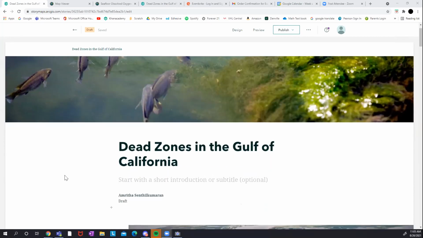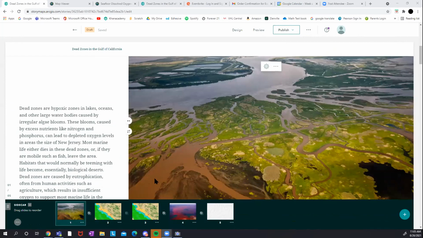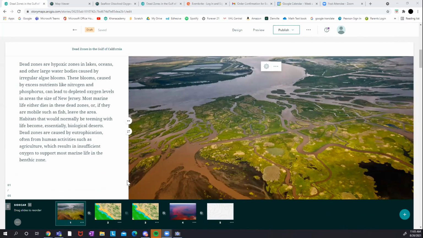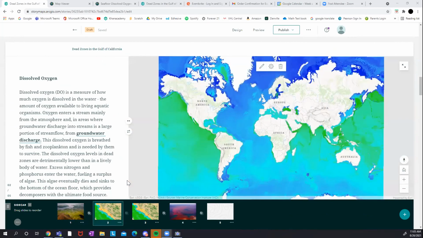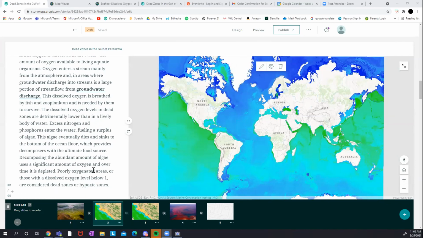Yes, looks great. Okay, so I did the dead zones in the Gulf of California, and I started off by talking about dead zones in general, and I talked about the causes, and specifically they're caused by algae blooms and the results of eutrophication. Then I went into my map, and the first layer was dissolved oxygen. I connected dissolved oxygen to the algae blooms and how excess nutrients, specifically from agriculture, lower the dissolved oxygen. And at the bottom, I mentioned how if the dissolved oxygen levels are below 1, they're considered dead zones.